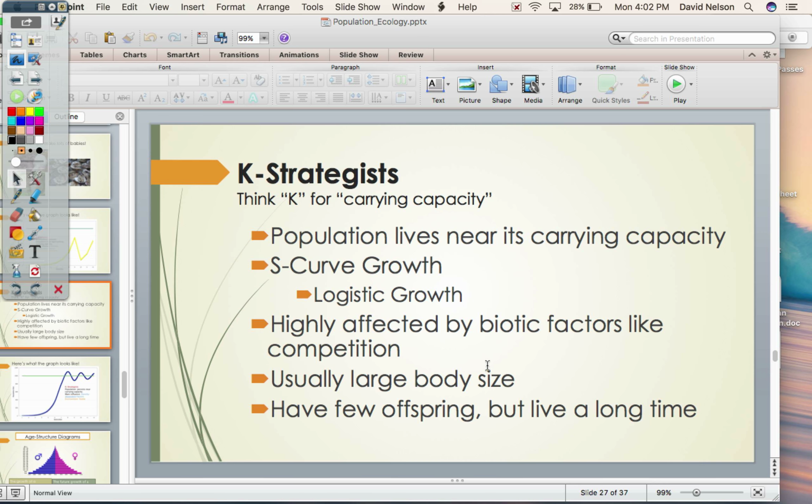Usually they have large body size, and they only have a few offspring, and they live a really long time. So things like people are K strategists. Lions are K strategists, dogs are K strategists. They don't just have a whole bunch of offspring at once and then kind of dump them off and hope they live. They're going to invest more energy into these offspring, making sure that they survive. So they have a few and ensure that their offspring survive, where R strategists have a bunch and play the odds, hoping a few will survive.